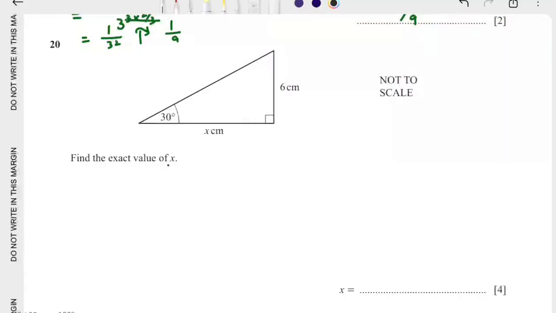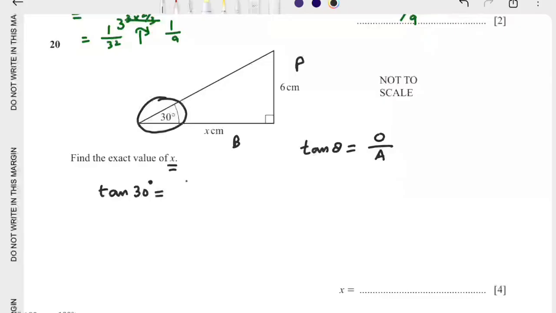Find the exact value of x. Perpendicular is given and base is given and one angle is given. We know that tan theta is equal to opposite over adjacent. So it will be tan 30 is equal to opposite is 6 and adjacent is x.